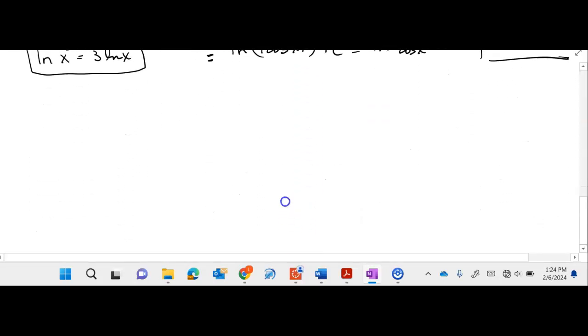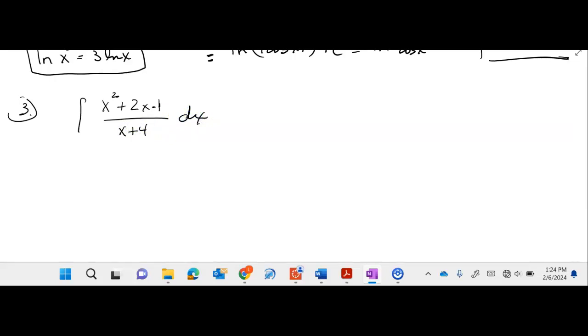Let's continue. Here's a kind of a new one. I don't know if you've come across this yet. So in looking at this problem initially, well, you can't really break it up because you don't have that monomial in the denominator. You have a binomial, so you can't just break that fraction up like we did in the first example.